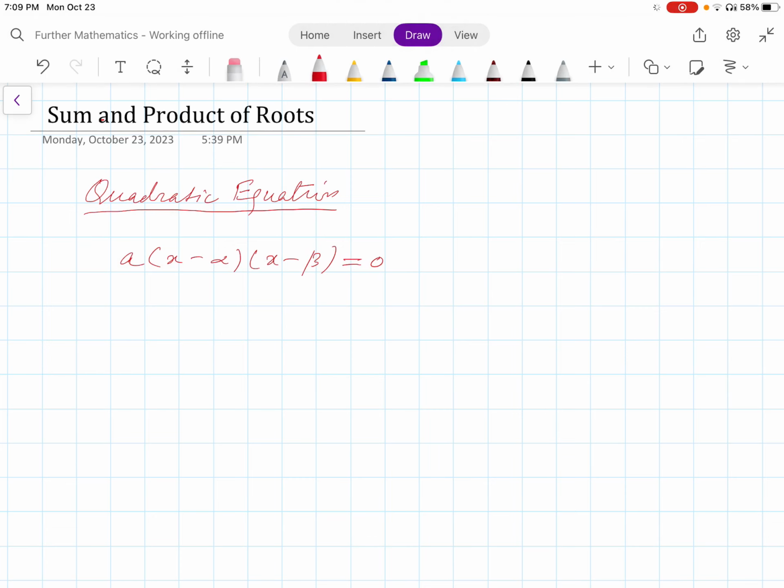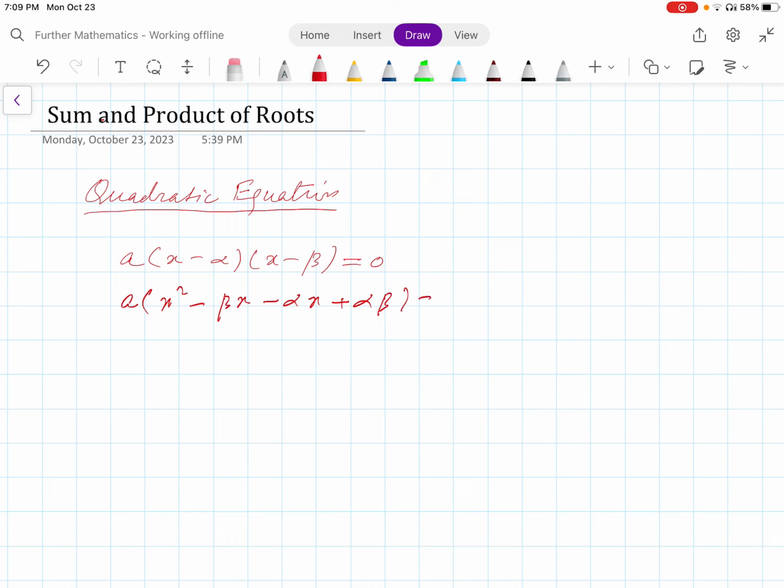It's a further math topic, sum and product of roots. So it's in a quadratic equation. Alpha and beta are the roots of the equation. So if we expand it, we get a times x minus beta times x minus alpha, which is x squared minus alpha plus beta x plus alpha times beta, equals 0.